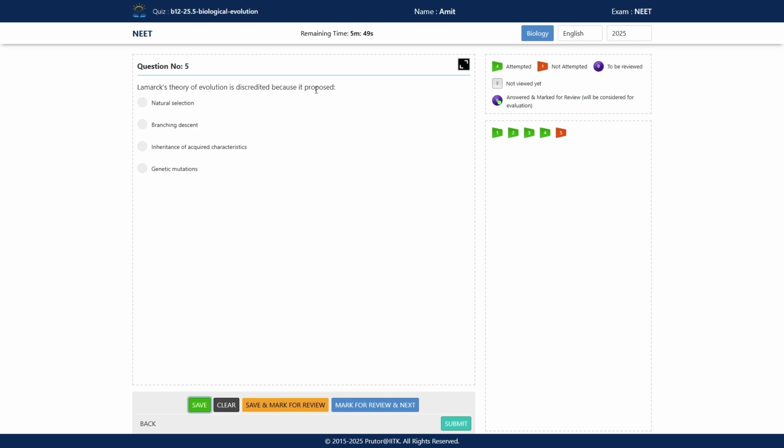Next one, Lamarck's theory of evolution is discredited because it proposed: natural selection, branching descent, inheritance of acquired characteristics, or genetic mutations. What is the correct answer? See, option C will be the correct answer here. Lamarck's theory, or Lamarckism, was based on inheritance of acquired characteristics. It means the characteristics which are acquired during the lifetime are inherited to the next generation as well. So this theory has been rejected now.